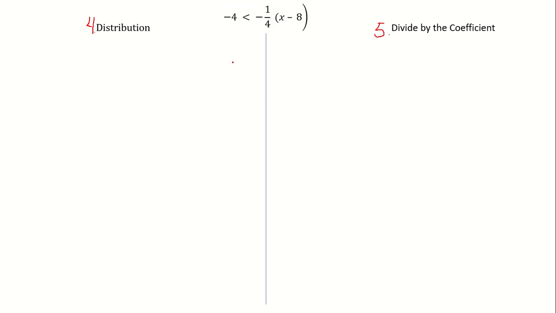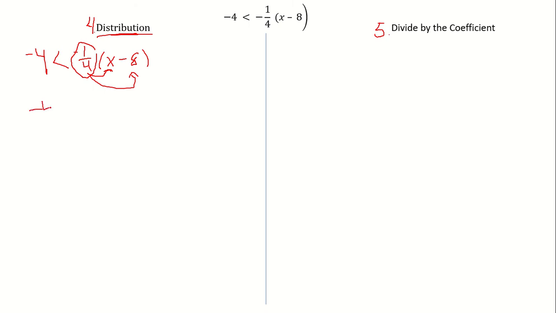So in this one we have -4 is less than -1/4 times x minus 8. I don't know why the parentheses is so big there. So we're going to rewrite this as -4 is less than -1/4 times quantity x minus 8. So on this side, we're going to use the distributive property. We're going to distribute our -1/4 to x and to our -8.